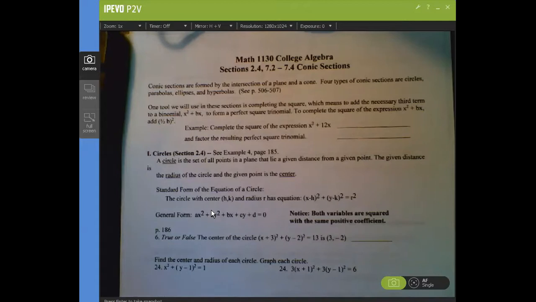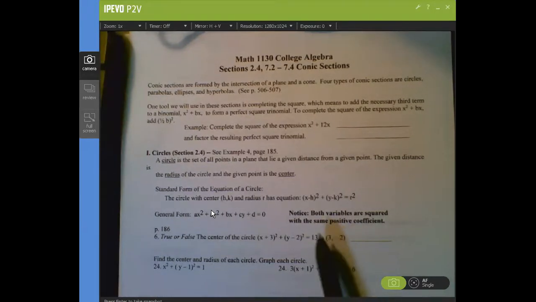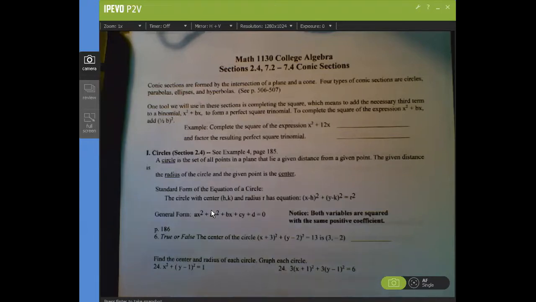Both of the x and y are squared, and then the coefficient is the same number. Perfect. That's what you need to know. And not just the same number, but same positive number. If one of the x squared or y squared is negative, then it's not going to be a circle. If both variables are squared with the same positive coefficient, it's probably going to be a circle. Now, why am I saying probably? What could look like it's going to be a circle and then turn out not to be a circle?